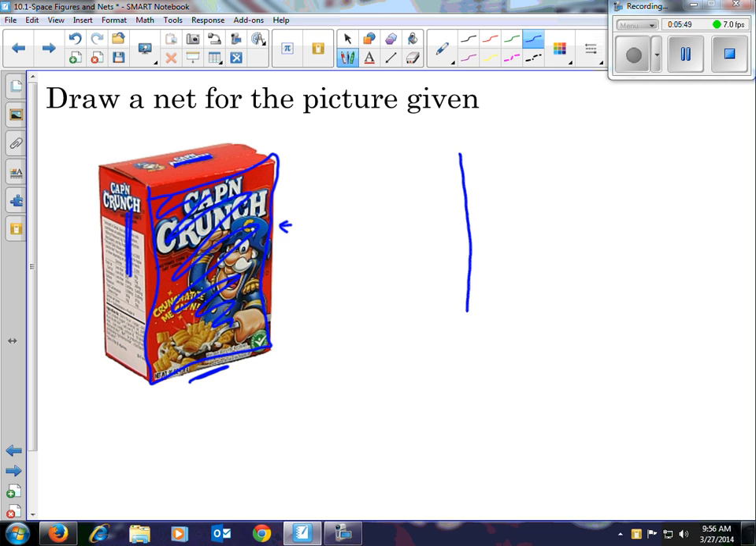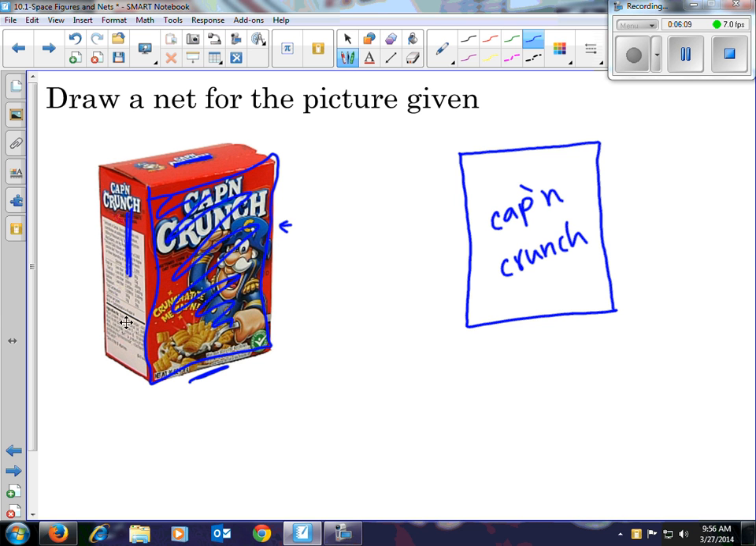And remember, I'm drawing a net. So I'm drawing my rectangle here. And this is like the front of my box. So I have my Captain Crunch front. Okay, so then I have this side with the nutrition and the ingredients. So that side needs to come out because it's like I'm cutting it open and making it flat. So I have this side that comes out that says the ingredients, and then I also have the other side like this.